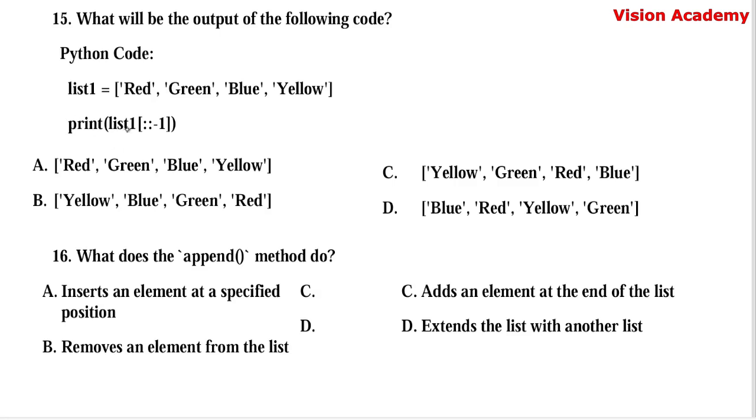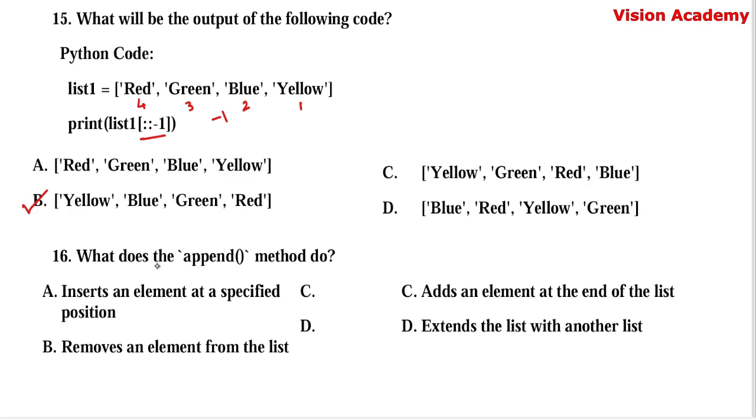Here you can observe in the slicing, start and stop are not mentioned, only step is given. Step is -1. So it is going to take the rightmost element first and then continue up to the leftmost element. Here first yellow will be printed, next blue, next green and then red. Here you can observe we have got yellow, blue, green, red, which is present in option B, hence option B is the right answer.